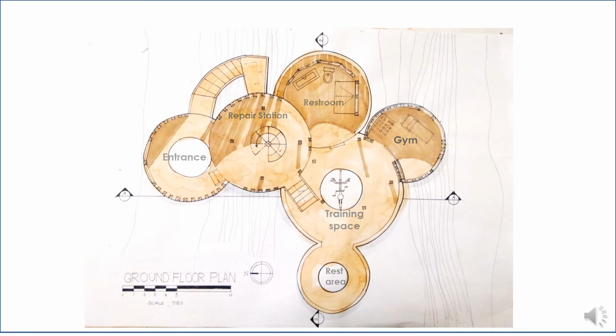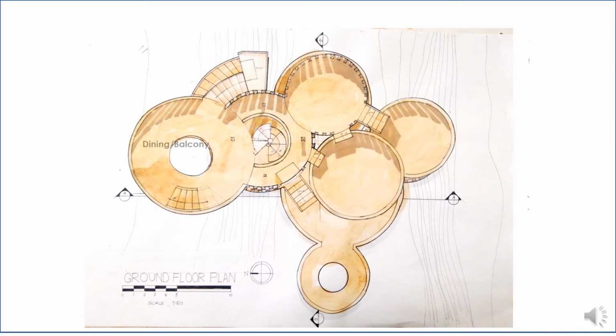Now to the first floor, the client has two options to go up. The first option is going to the first floor by using the curved staircase, and the second option is using the spiral staircase to the first floor. At the first floor, this one is the dining and balcony area, and this one is the small kitchen.